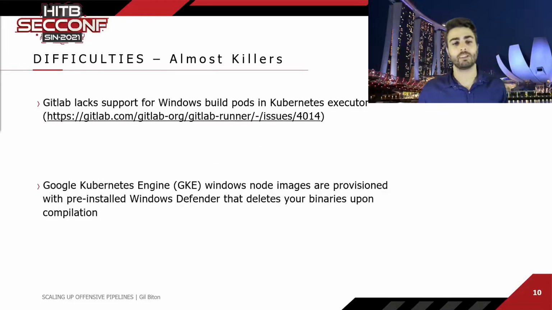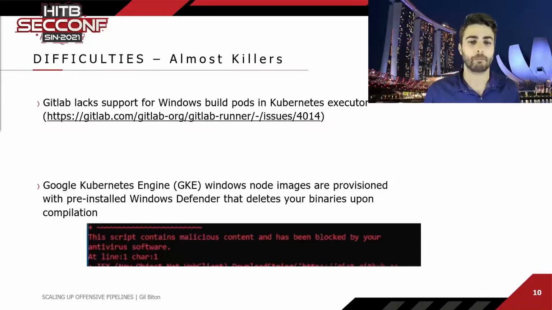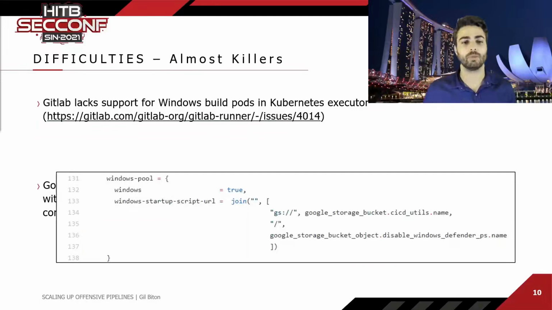Now, the second thing that almost killed us is the Google Kubernetes Engine Windows images. It offers only two different Windows images, and they both come with pre-installed Windows Defender. Now, imagine that you're building a malicious tool inside a container on a Windows-related node, and Defender deletes your compiled binary the second you build it. It also provides this nice log on your screen, but we also succeeded in working around that one. So we attached to the Windows pool a startup script that, each time a node is provisioned by the Kubernetes cluster, runs a PowerShell startup script that basically disables Windows Defender.